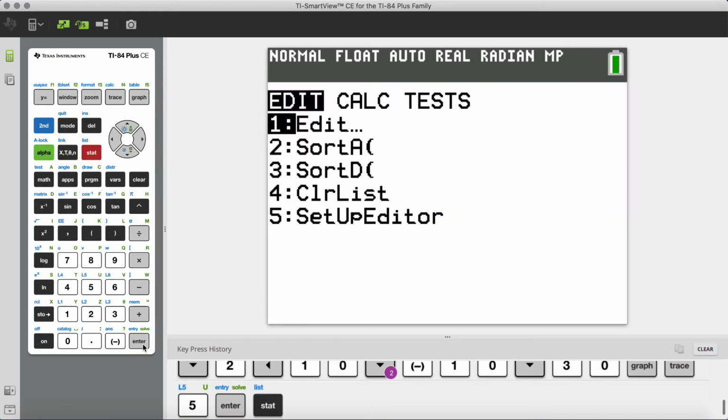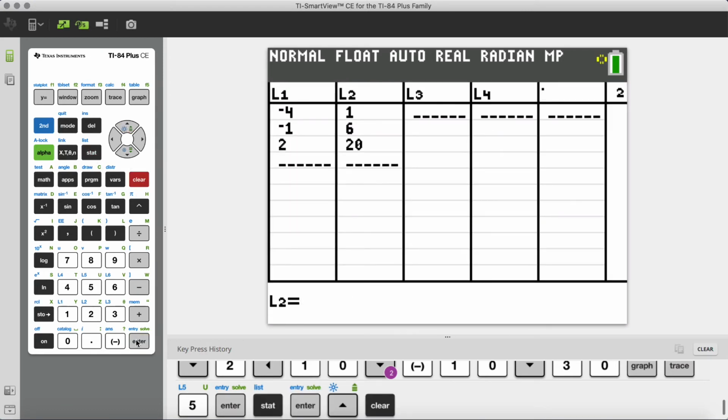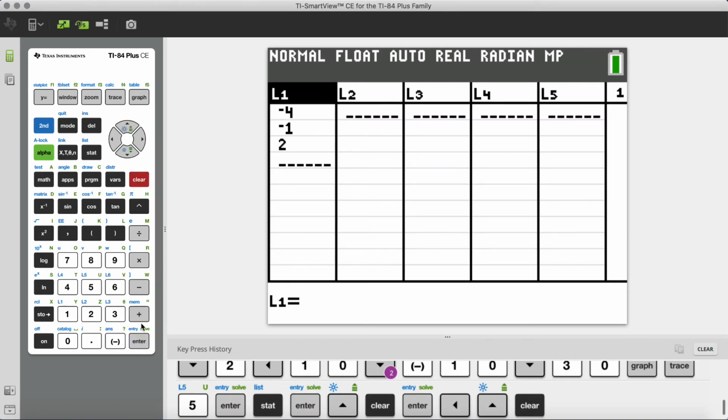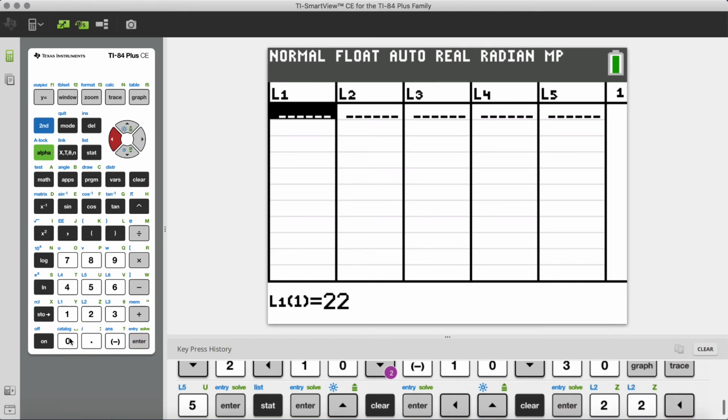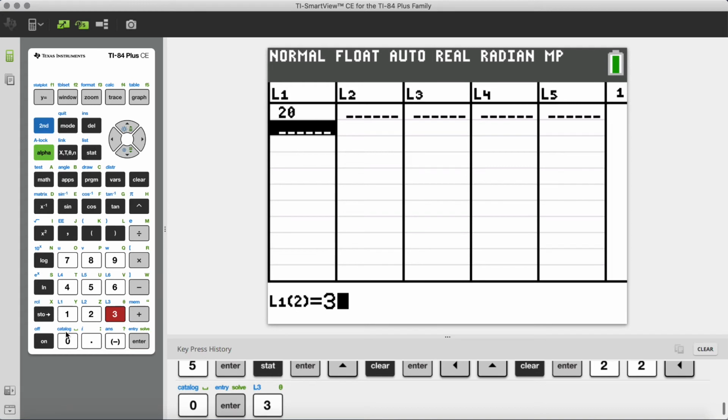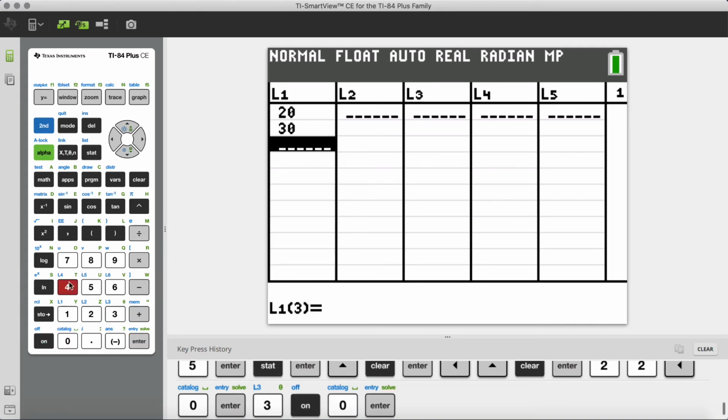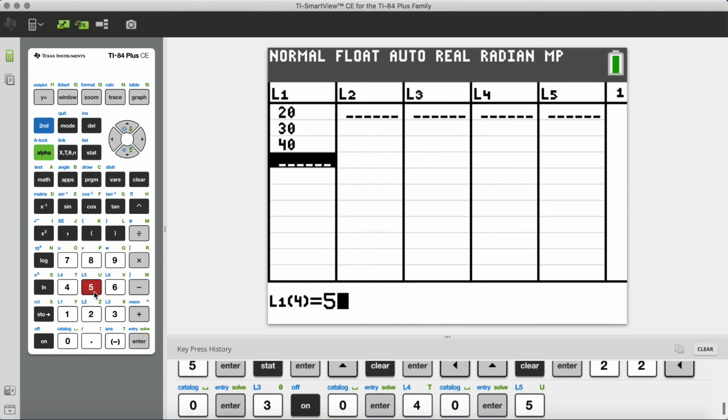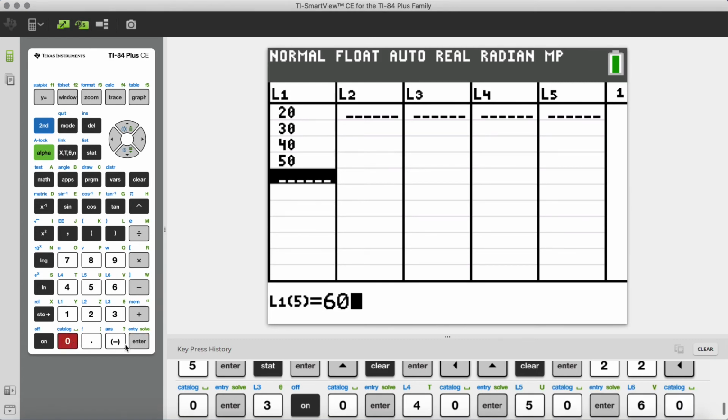Stat, we need to edit, and then we're going to clear our lists. So list 2, clear that. List 1, clear that. And we're going to fill our new data. So let's see what it wants us to have. It wants the table to show horizontal distance in feet. Okay, so let's make our angle x, and then we'll make the horizontal feet our y value. So our angles are going to be 20, enter, 30, 40, 50, 60, and 70.